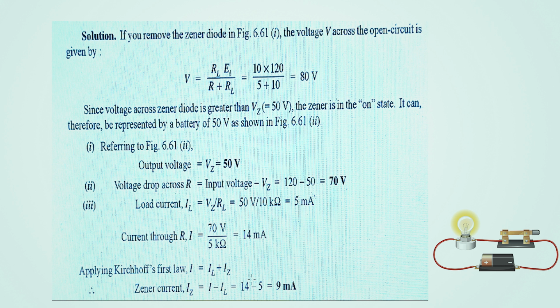And last is the load current IL. It is calculated by Vz upon RL. Since the value of Vz is 50 volt and the load resistance is 10 kilo ohm, the value comes out to be 5 milliampere. So, the current through the load R is I, and it is equal to 70 volt divided by 5 kilo ohm, and it comes out to be 14 milliampere.